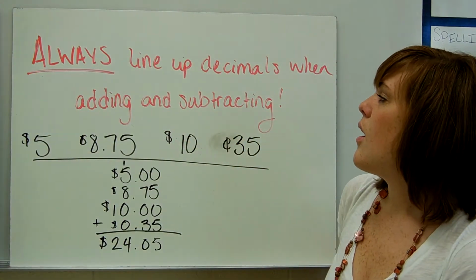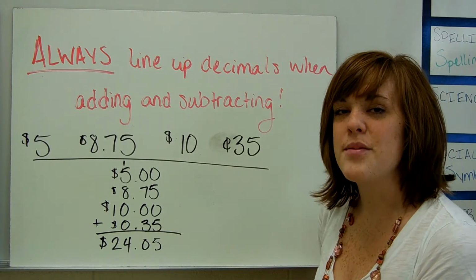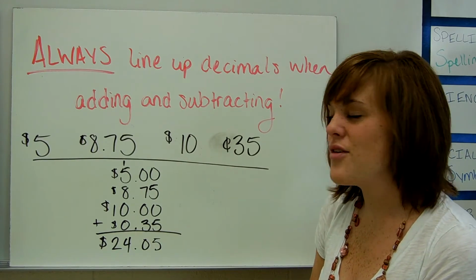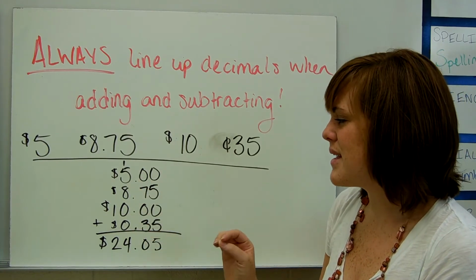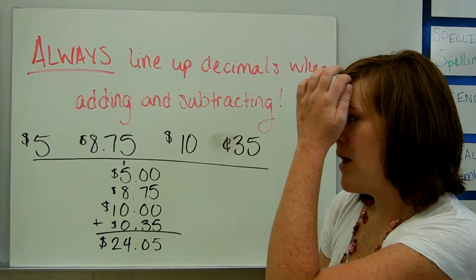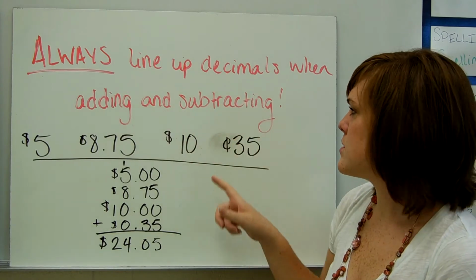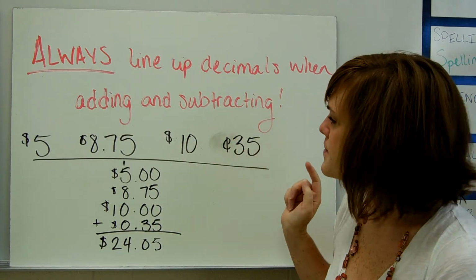Okay. Always, always, always line up your decimals when you're adding and subtracting. If you have a decimal sign, a decimal sign. If you have a decimal, it needs to be lined up in a straight row. I want you to write this in your notes with an exclamation point.